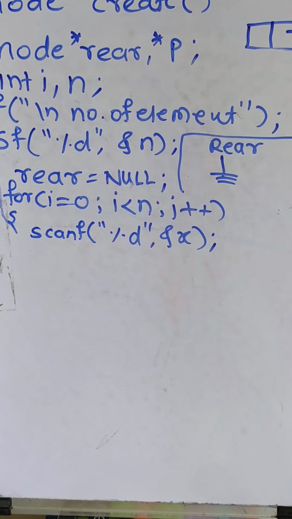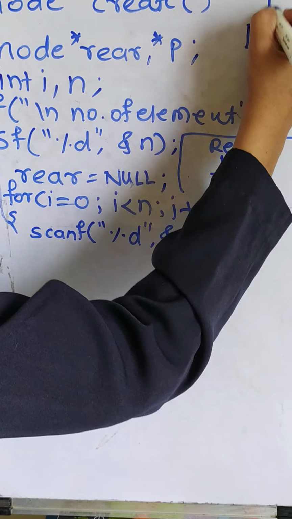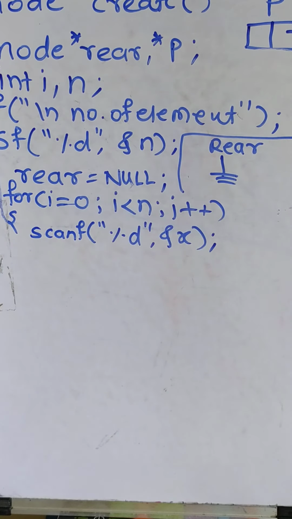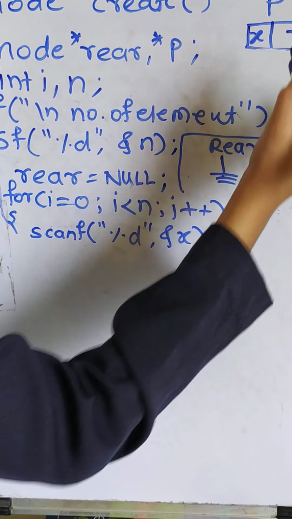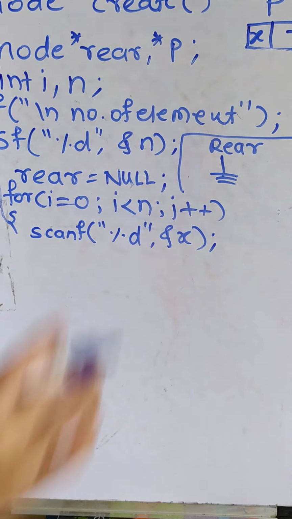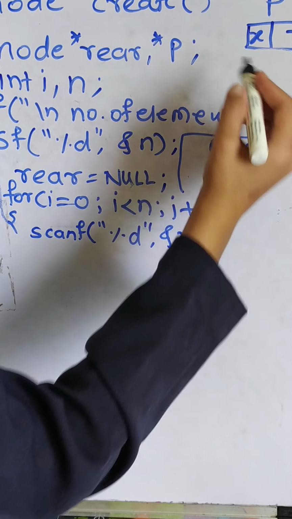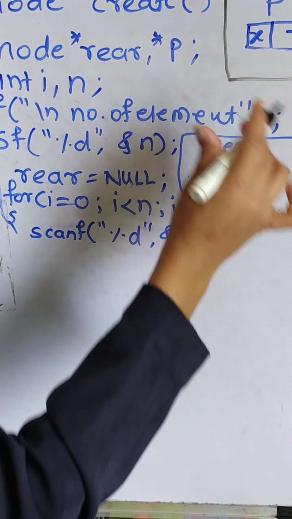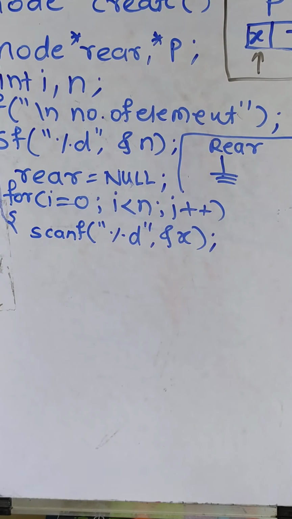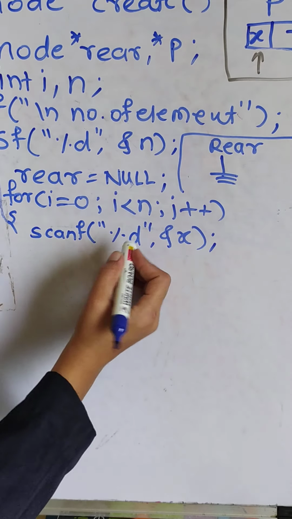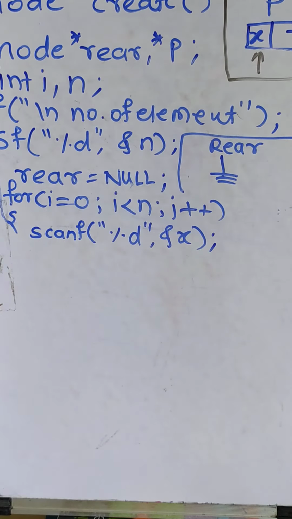And we also need to allocate the memory for this p. This is our first node, this is our p, and x is the data for this node. We need to give the data here. x is our data in this node, and p is the name of this node. So first allocate the memory for this one. So how to allocate the memory?